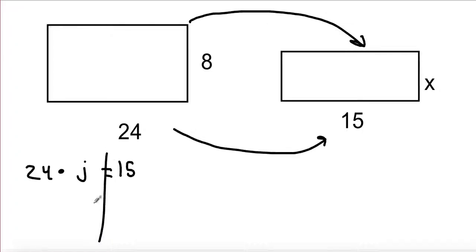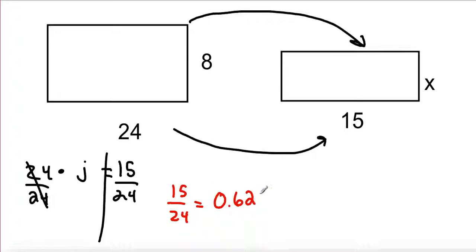So what I'm going to do is divide both sides by 24. I want to isolate j. 24 divided by 24 gives me 1, and this actually cancels out. And I'll have to divide 15 by 24. So I know that 15 divided by 24 is going to give me my scale factor. And when I divide 15 by 24, that'll give me a scale factor of 0.625.